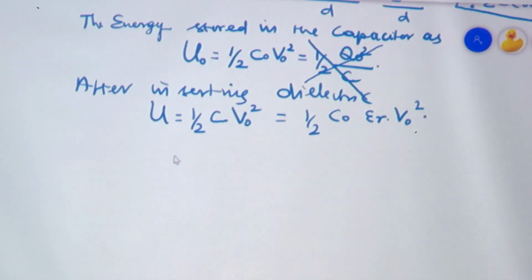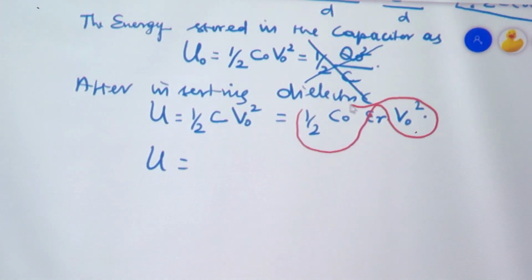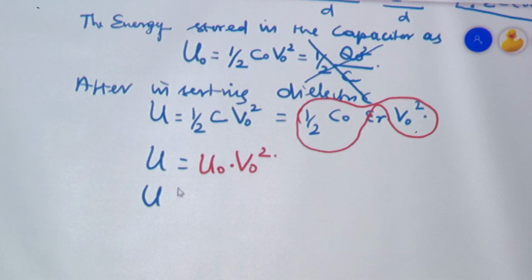How can I write this? Epsilon 0 is equal to half into C0 V square. So I can consider this half into C0 V square alone, which can be written as epsilon 0 multiplied with V0 square. So from this equation, we can say epsilon is greater than epsilon 0.